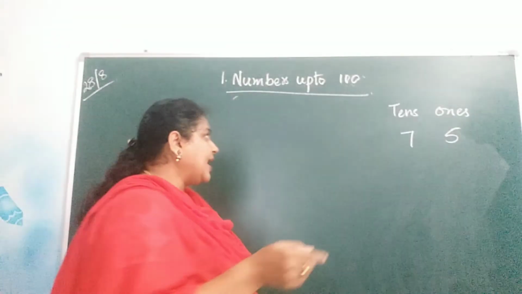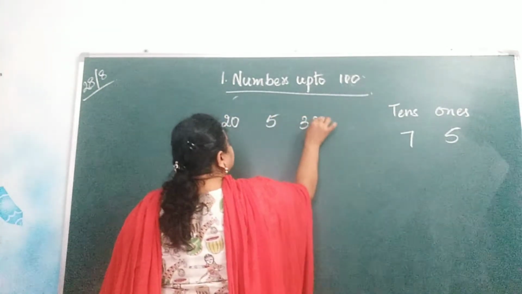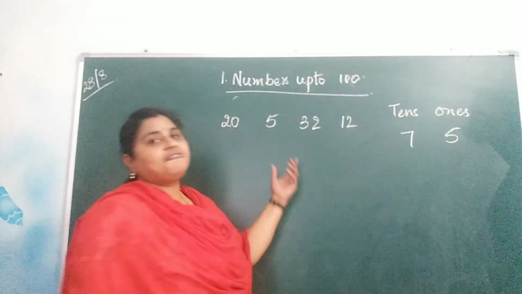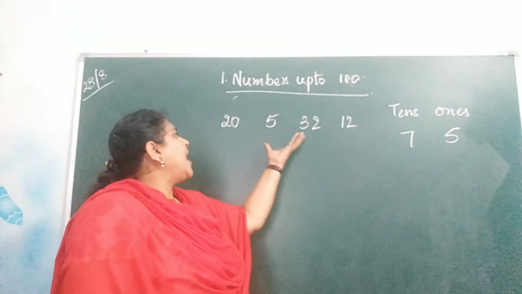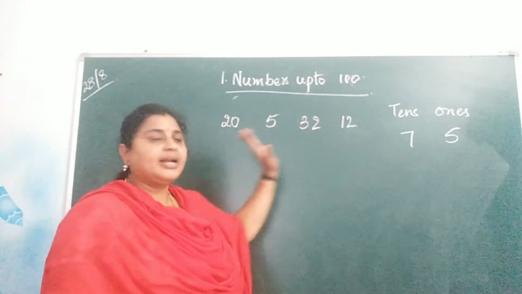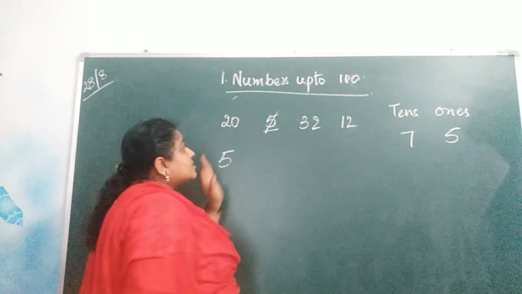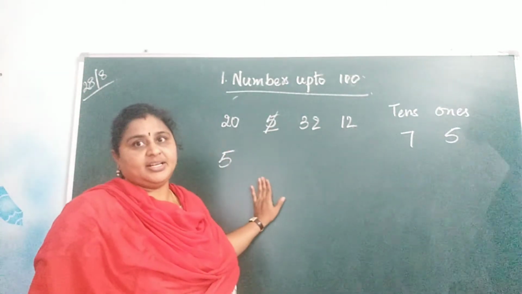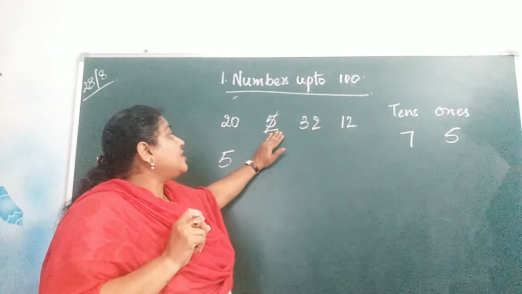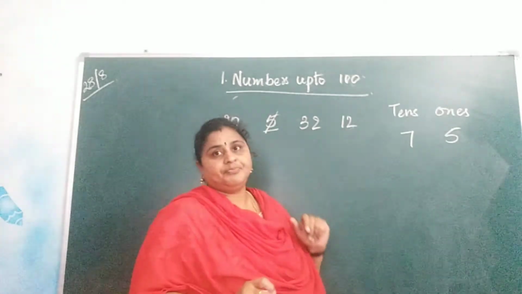Now let us see, we have 20, 5, 32, 12. We have 4 numbers over here. We know as usual always single digit is less than the 2-digit number. Am I right? So first 5 we write it here. You strike out the number that you have written children so that there will be no confusion for you. So first smallest is 5. Now we have 20, 32, 12.